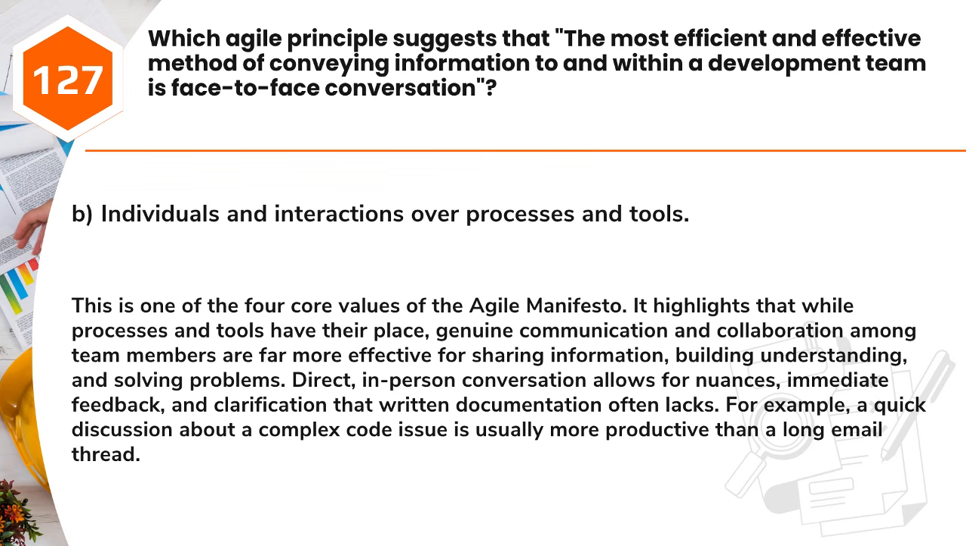Answer: B. Individuals and interactions over processes and tools. This is one of the 4 core values of the Agile Manifesto. It highlights that while processes and tools have their place, genuine communication and collaboration among team members are far more effective for sharing information, building understanding, and solving problems. Direct, in-person conversation allows for nuances, immediate feedback, and clarification that written documentation often lacks. For example, a quick discussion about a complex code issue is usually more productive than a long email thread.